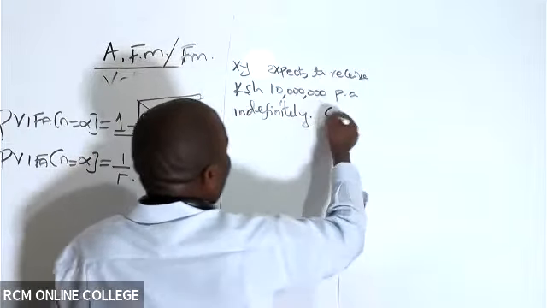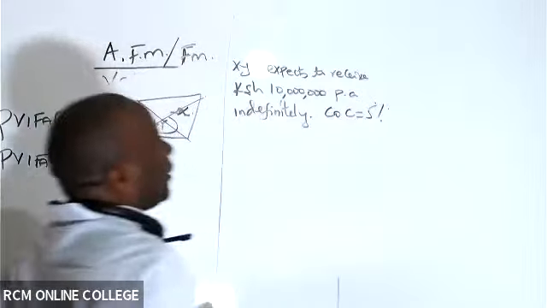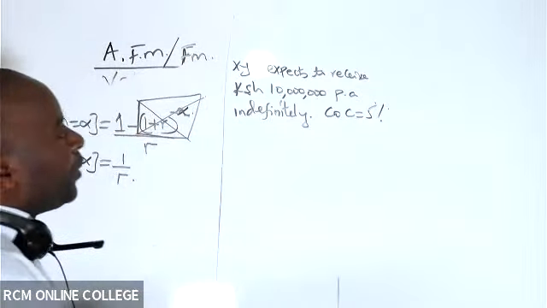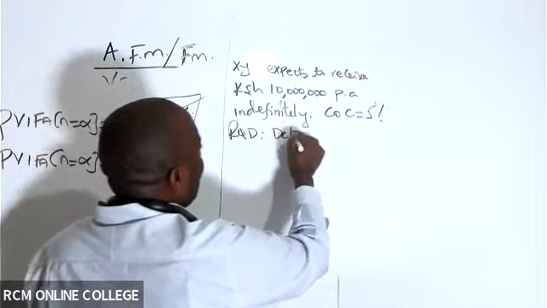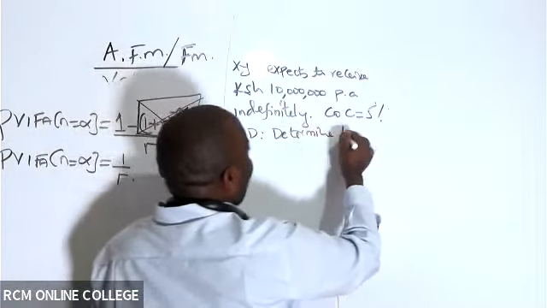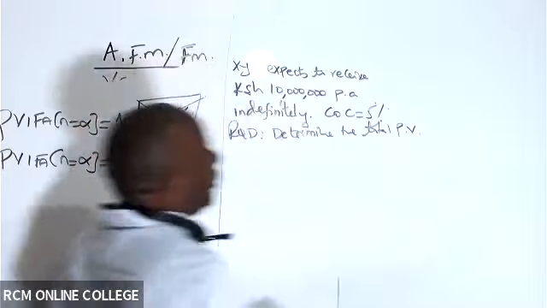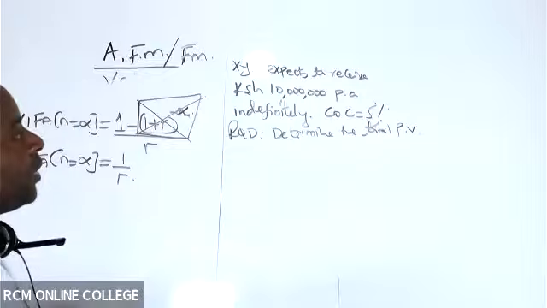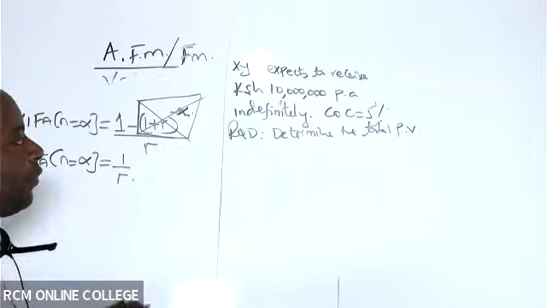All right, and then they're giving us a cost of capital of 5%. We are required to determine the total present value. So an exercise: we expect to receive 10 million every year indefinitely, without an end in sight, where n is infinity.